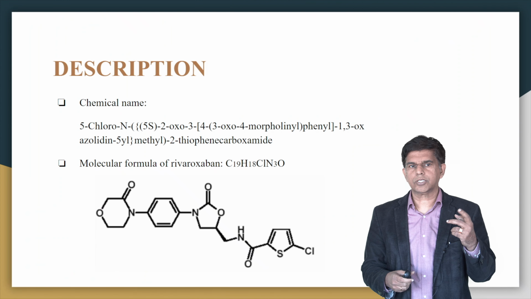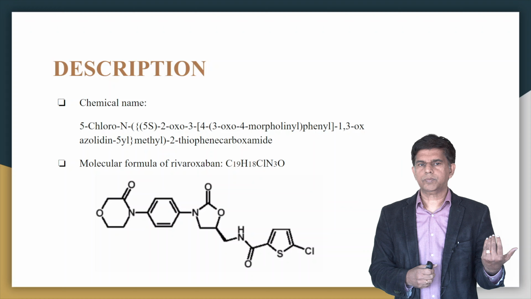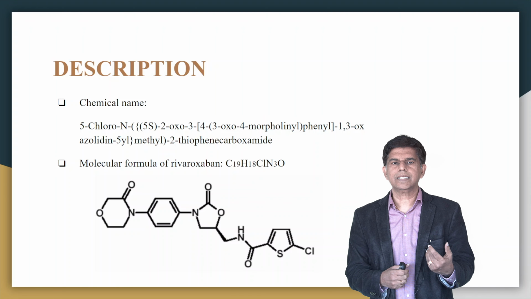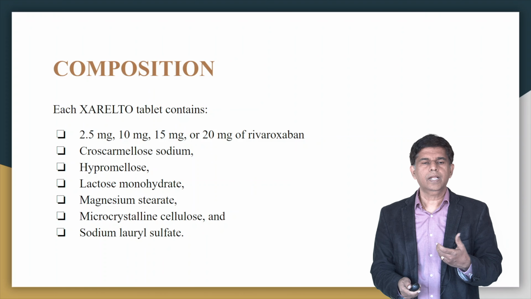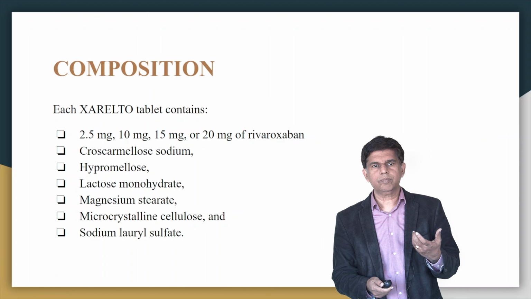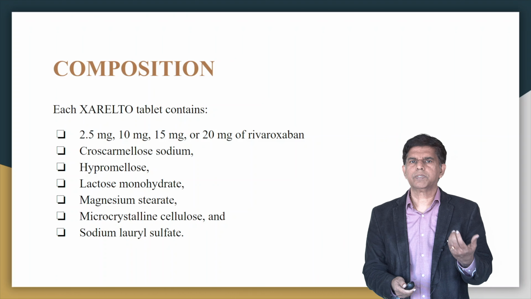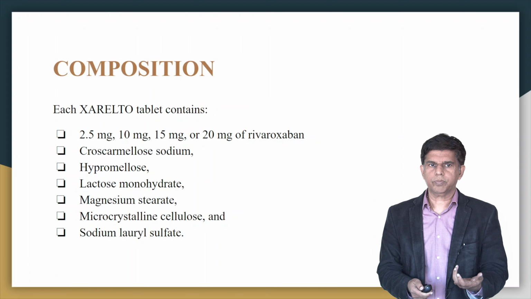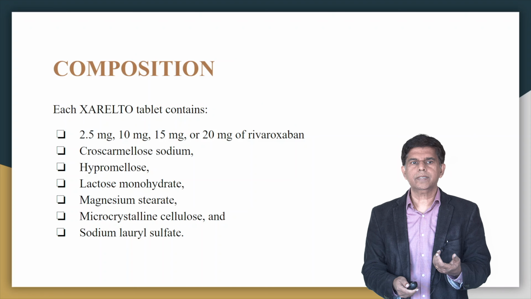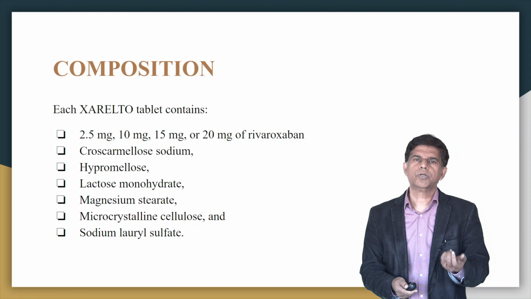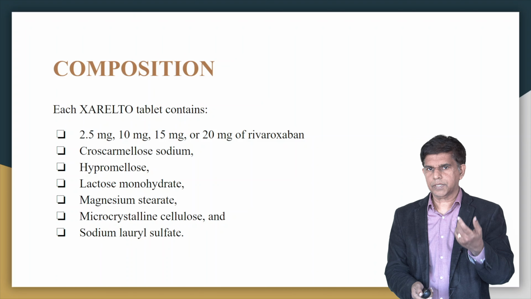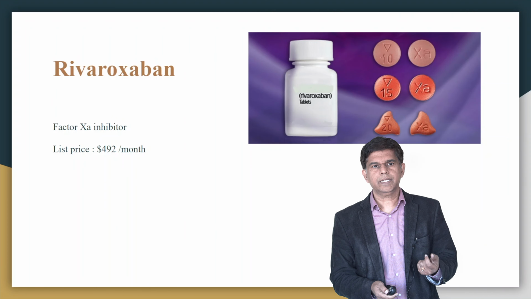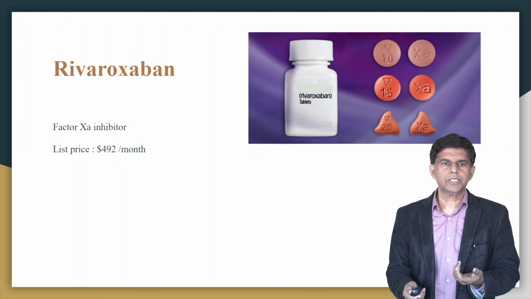So description, Rivaroxaban, you have the chemical name and the molecular formula, C19H18ClN3. Okay, that is the description. What does it contain? The Xarelto tablet comes in 2.5 milligram, or it could be 10 milligram, or 15 milligram of the actual Rivaroxaban. And then you have croscarmellose sodium, hypromellose, lactose monohydrate, magnesium stearate, microcrystalline cellulose, and sodium lauryl sulfate. If you look, they've got a picture of Rivaroxaban. It's a factor Xa inhibitor, and the list price is like $492 per month.